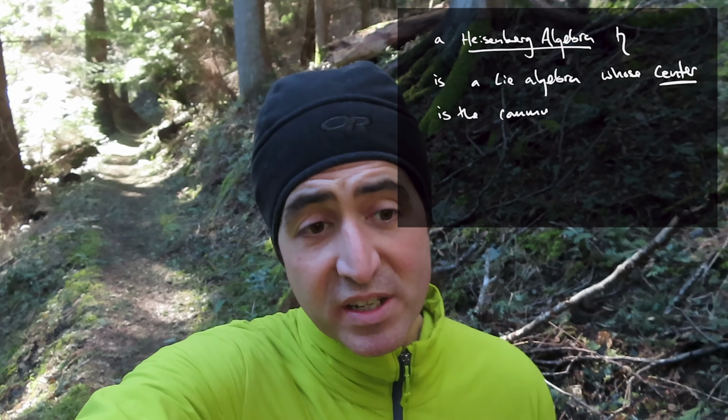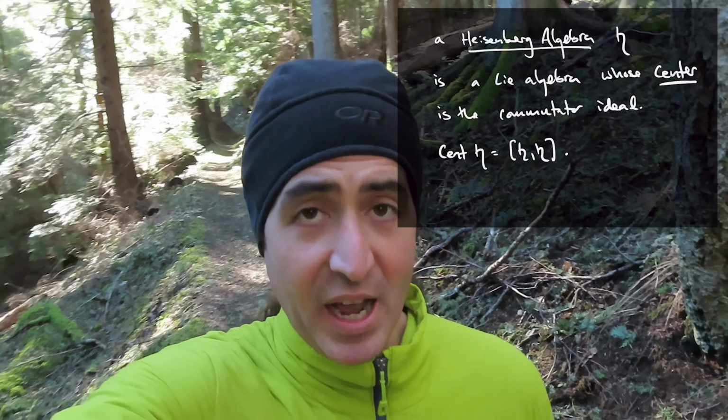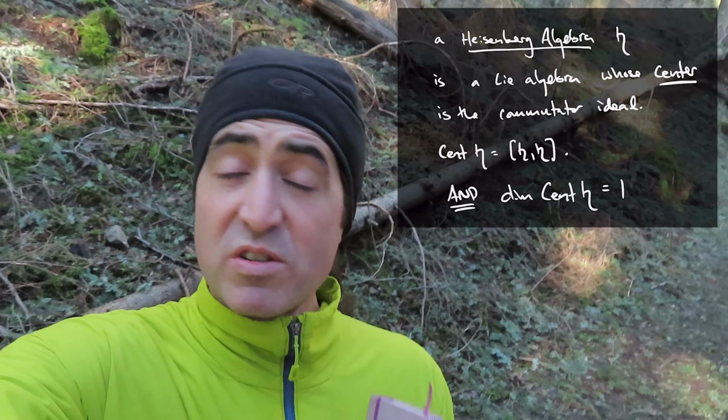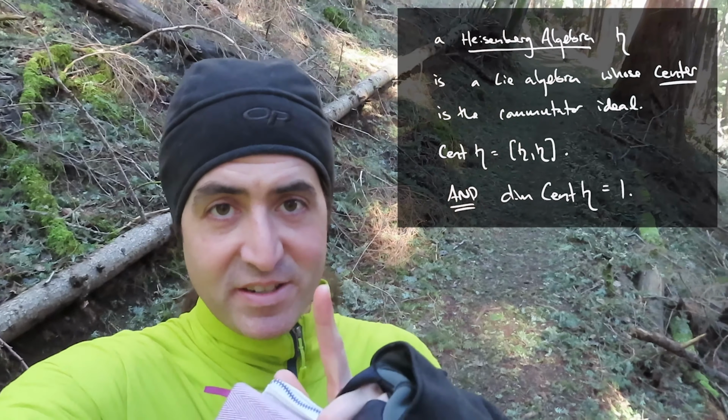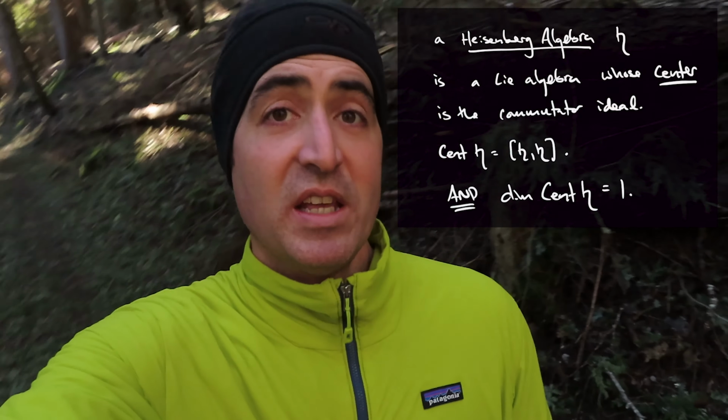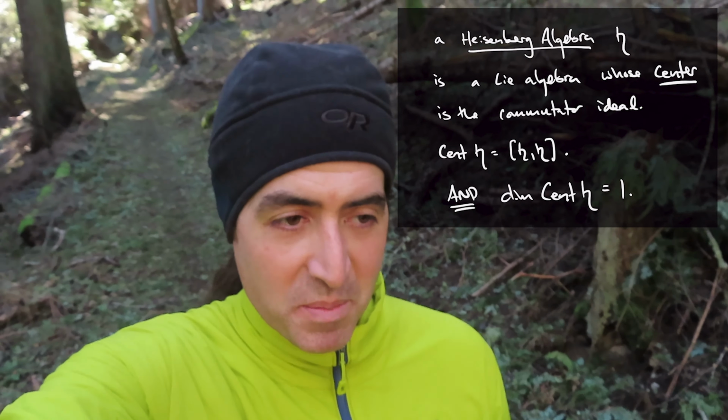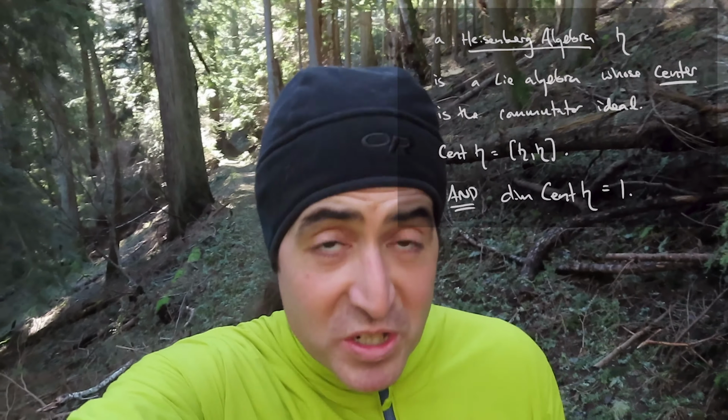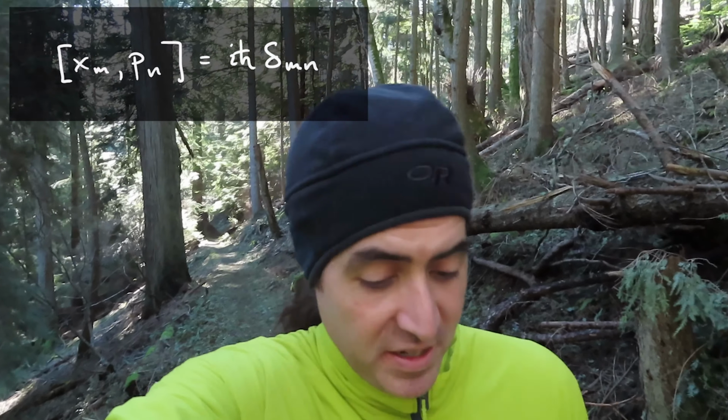A Heisenberg Lie algebra is defined to be a Lie algebra whose center is given by the commutator ideal, with the additional constraint that the dimension of the center must be 1. Did you get that? Now, it's meant to simulate what Heisenberg originally came up with, which can be reduced to the commutator of x with p is equal to i h bar from quantum mechanics.